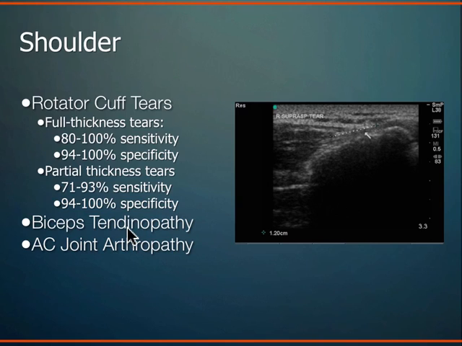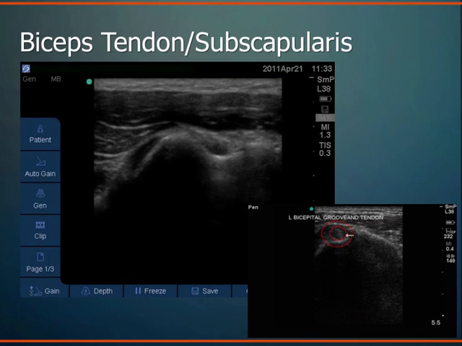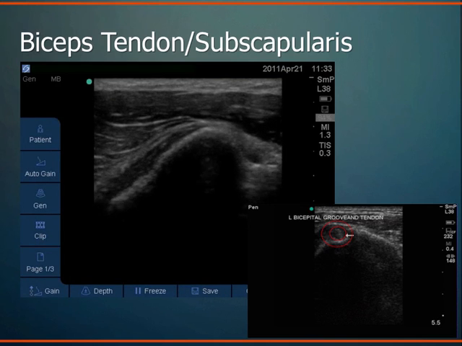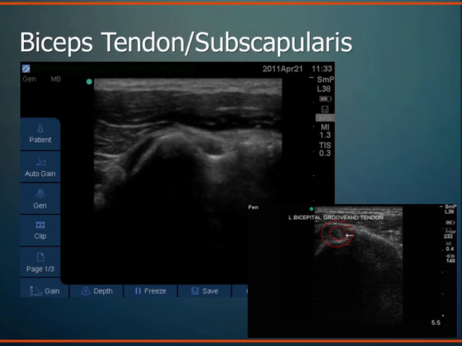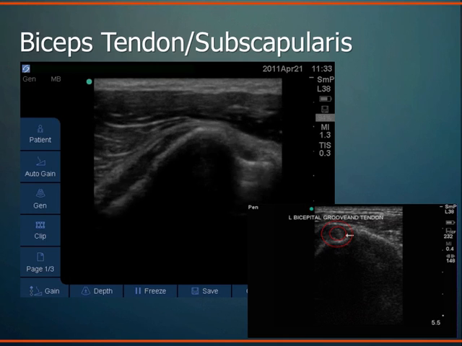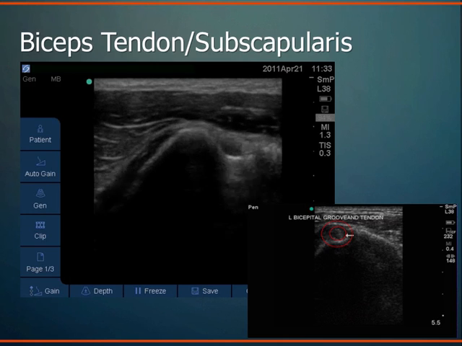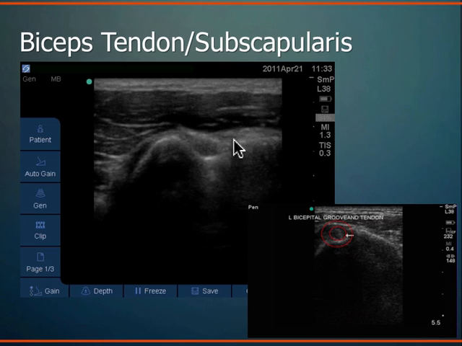Also around the shoulder, you can see biceps tendinopathy. We can look a little bit at that when we go through the practical portion, as well as AC joint arthropathy, and we'll talk a little bit more about that. So this is the biceps tendon. This is a short axis view of the long head of the biceps tendon as it comes up through the bicipital groove in the shoulder. So this is the humerus, and this is the bicipital groove between the humeral tuberosities. And the biceps tendon sits right in this little groove here.